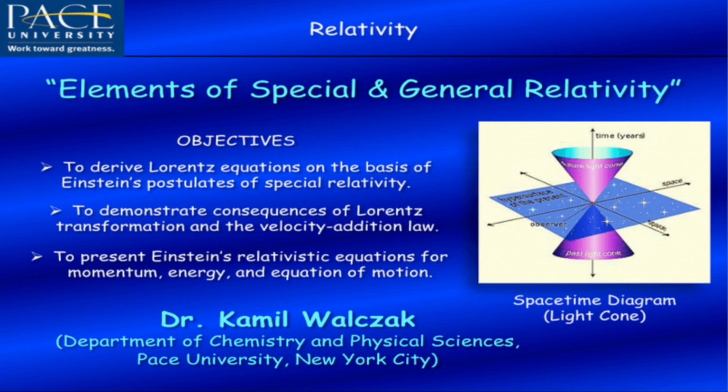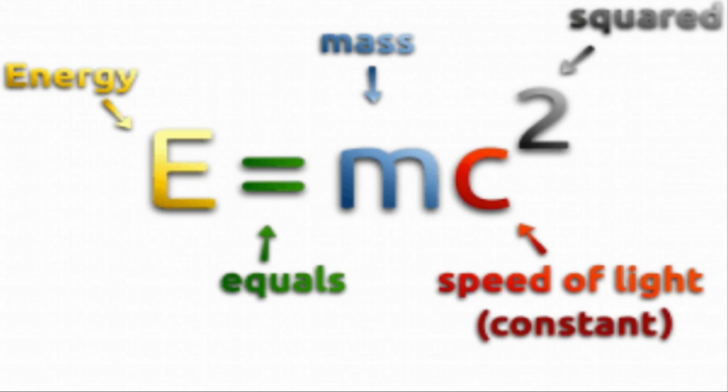This is really a theory. All physics is a theory, but this is a way to present relativity equations for momentum, energy, and equations of motion. Last thing is E equals mc squared. This is Albert Einstein's famous discovery, which is that energy is equal to mass times the speed of light, which is a constant, squared. And yes, that's it.